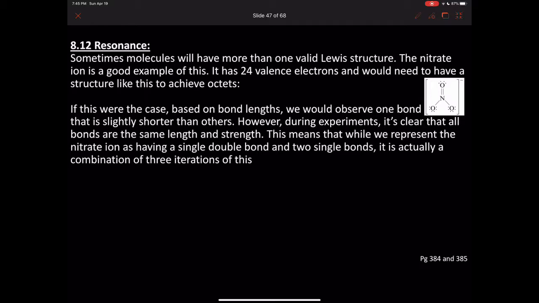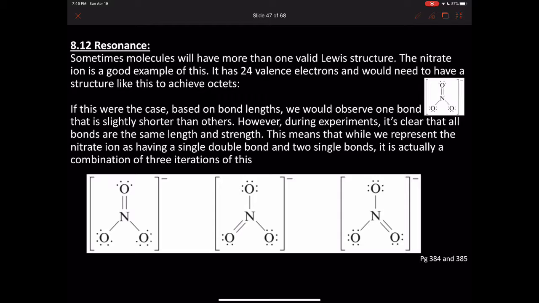But during experiments, we have found that all the bonds are the same length and the same strength. So while we represent the nitrate ion as having one double bond and two single bonds, it's actually a combination of three iterations of this. And it looks like this. Resonance structures will be represented like this, where we have all three options represented in these brackets here.